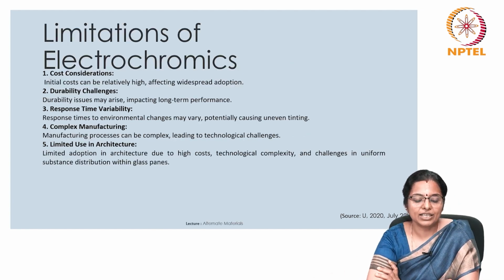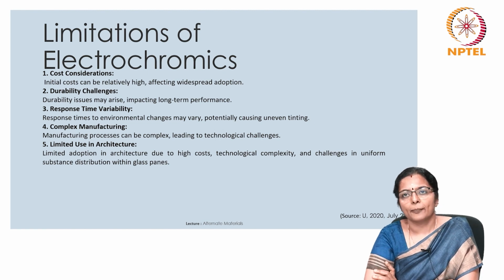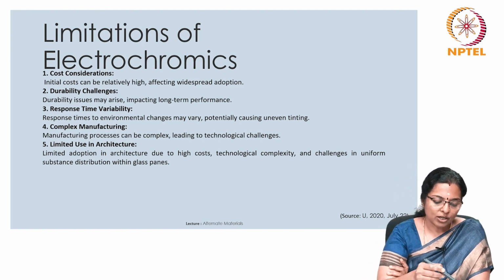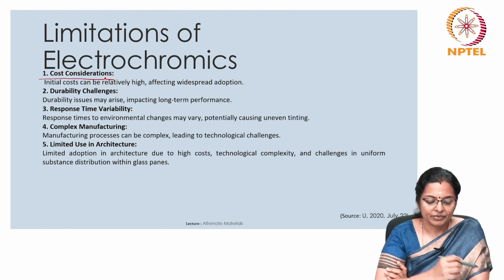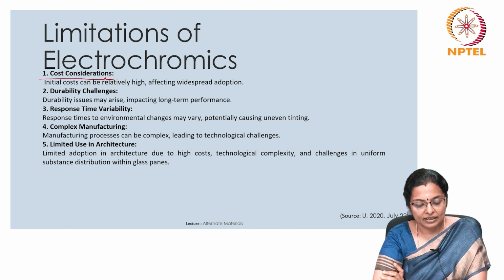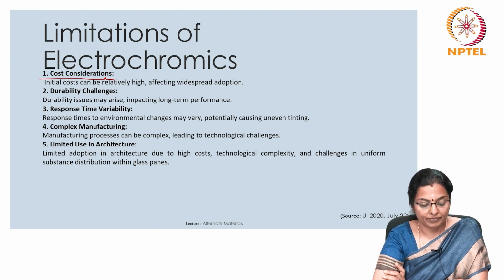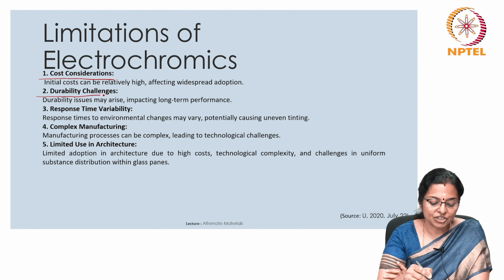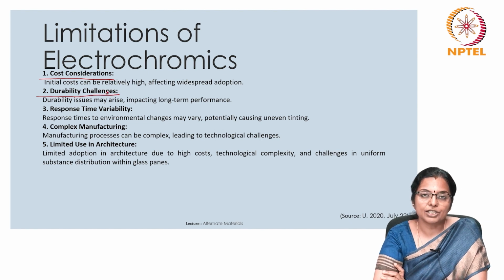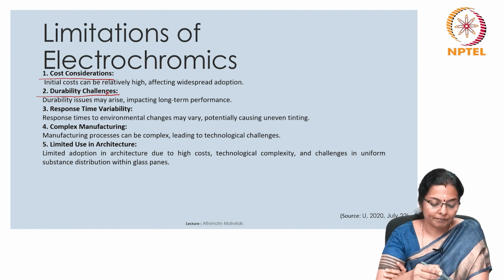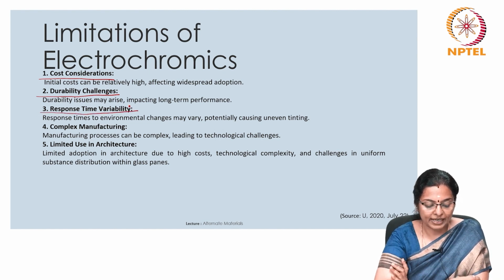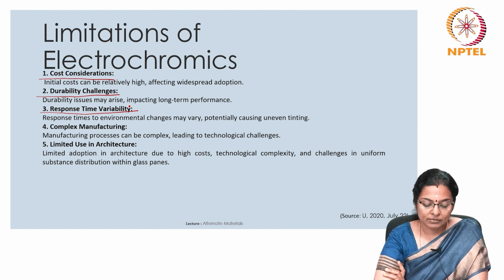What are the limitations of electrochromics? So, first is the cost consideration. The initial cost can be relatively high, affecting widespread adoption. Second is durability challenge. Durability issues may arise, impacting long-term performances. Third is response time variability. Response times to environmental changes may vary, potentially causing uneven tinting.